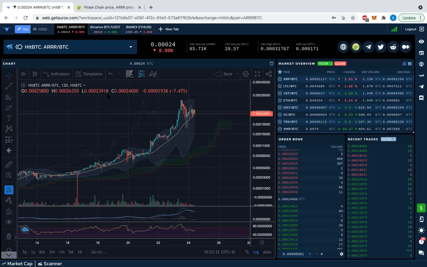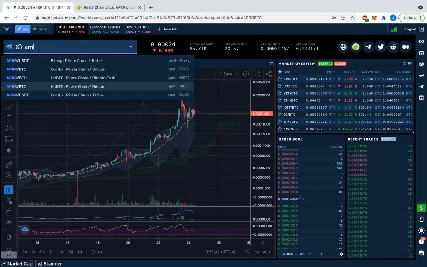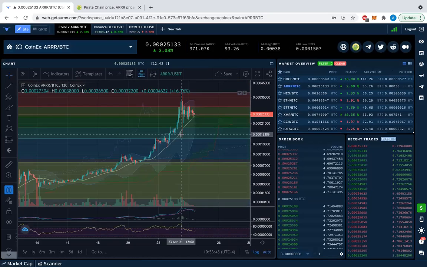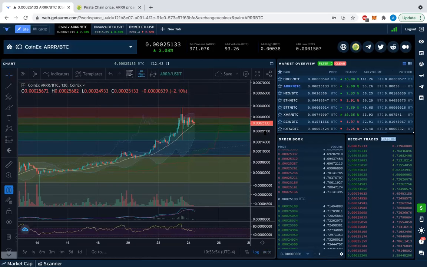I'm pretty confident that the CoinEx chart is a good chart to use. Let's use it. Yeah, you see the difference here in the wicks. Anyway, all righty then. So 2 hours.